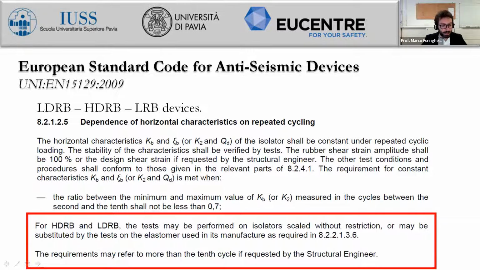And these are again other restrictions for scaled isolators, and if we need to consider more than 10 cycles. But generally, from what I have observed in the experimental activity of the U Center Foundation, we assume in almost all cases 10 cycles.